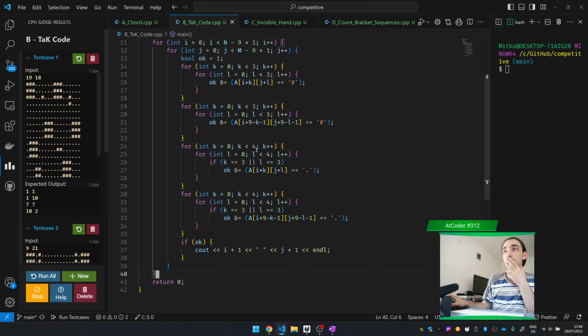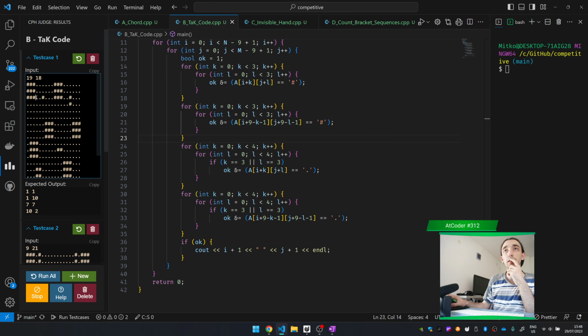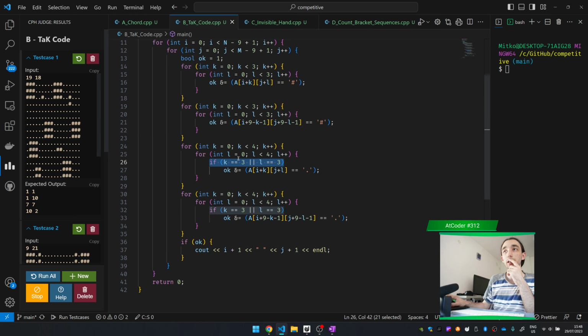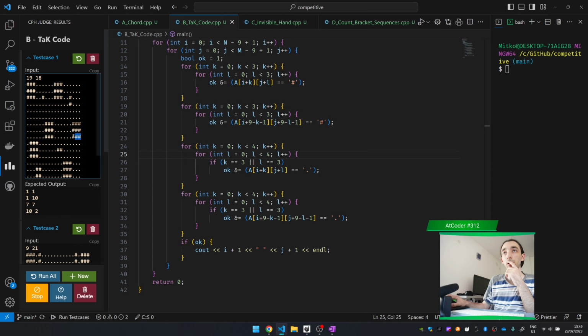B, you just have to check these 9x9 grids, but then there are 4x4 parts that I check, and I only check for a dot if it's on the edge, so on the third column or on the third row I check for a dot, and this happens from the downside as well. But what I do is I minimize.